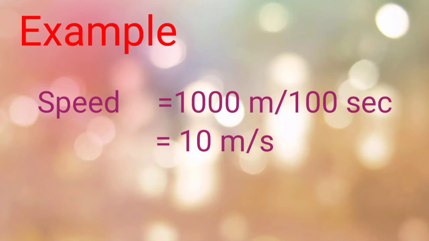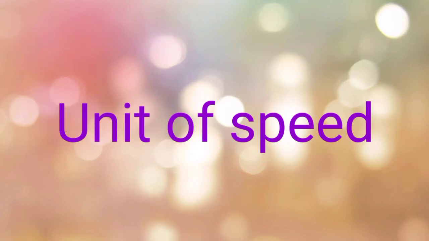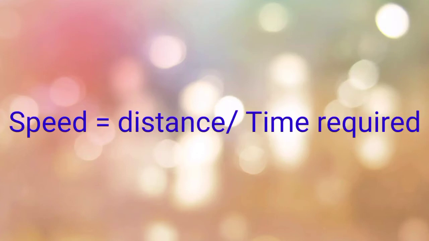Let's take an example. Suppose the distance covered by an object is 1000 meters, meaning 1 kilometer, and the time taken to cover that 1000 meters is 100 seconds. If we divide 1000 by 100, we get 10 meters per second. Meter per second is the unit of speed. So the speed of a vehicle which covers 1 kilometer in 100 seconds is 10 meters per second. Speed is equal to distance upon time required.